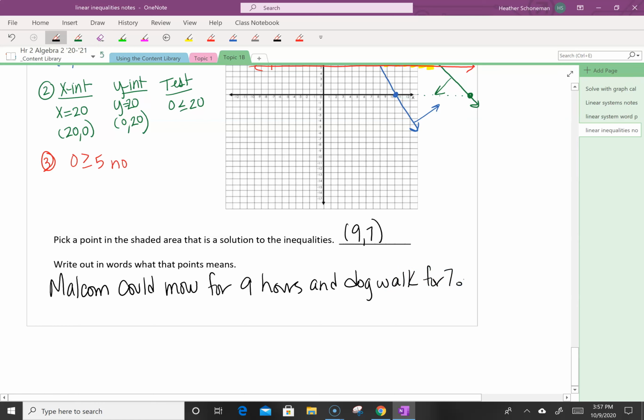Now, if you were taking the quiz, before you finish that, let's make sure that makes sense. We know that Malcolm has to work no more than 20 hours. Well, 9 plus 7 is 16. That's less than 20. It works. We also know the dog has to be walked for more than 5 hours. This gives us 7. That makes sense. So our answer makes sense and we know we're on the right track. That's it for this lesson.